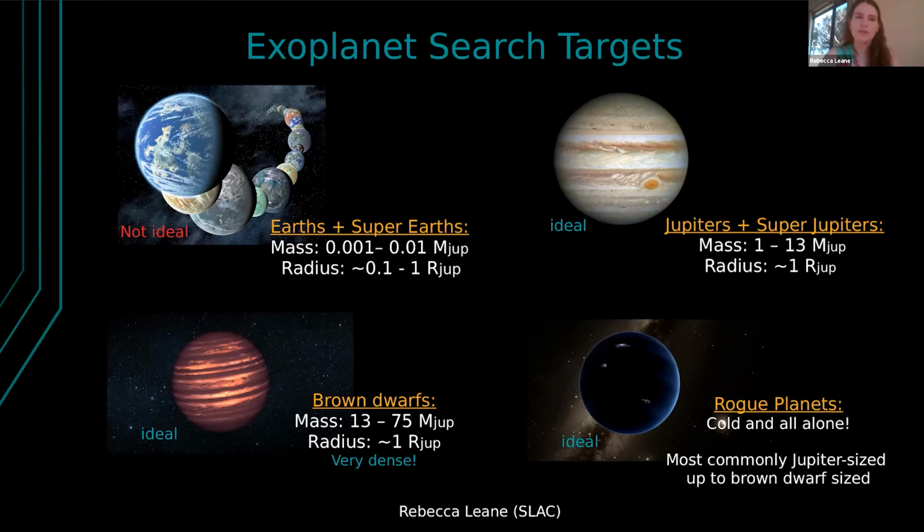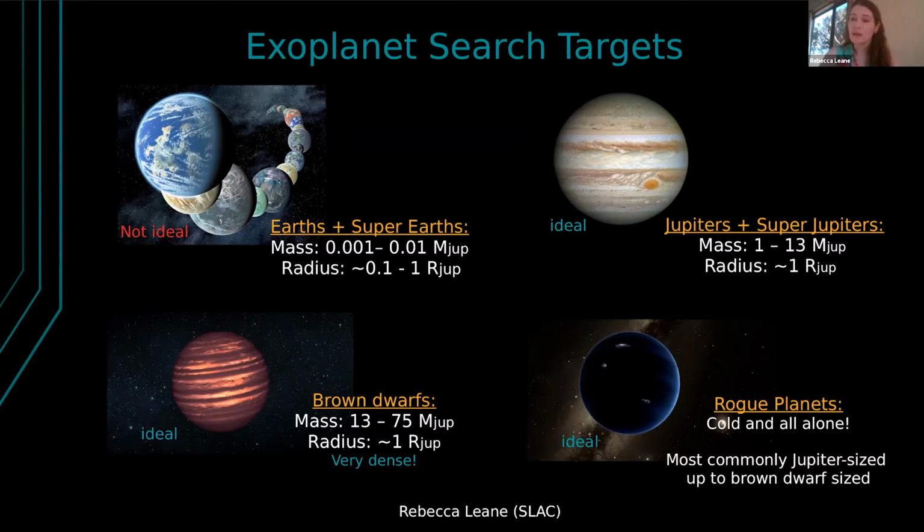The first category, which isn't ideal, are Earths and super Earths. These are exoplanets that are just like our Earth, or a bit bigger. The super Earths are the ones that are up to about 10 times bigger in mass or radius, and they're generally rocky planets. The reason why these aren't ideal for what we want to do is simply that they're not as big as other planets you could use.